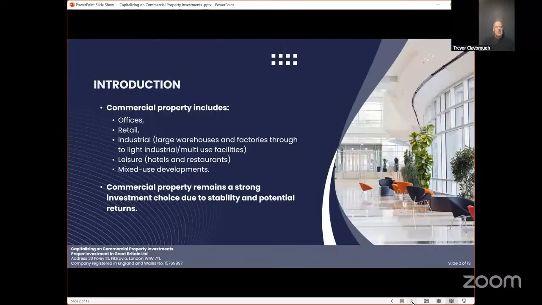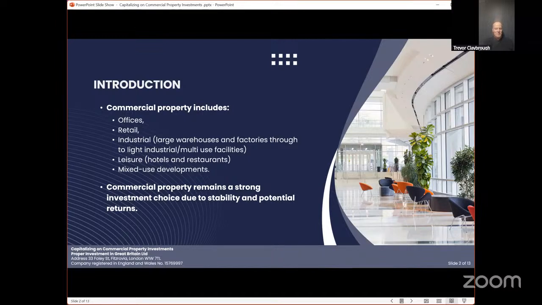So what is a commercial property? Basically, I was going to say, anywhere where people don't live. I'm going to say anywhere where people don't live permanently, because one type of commercial property is leisure, which includes hotels and restaurants. So the main classes of commercial property: we've got offices, which can be small or large. Retail, which is shops, shopping centers, and also pop-up shops.